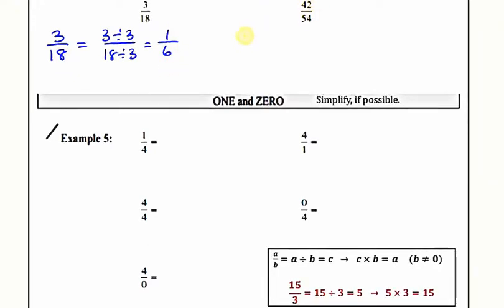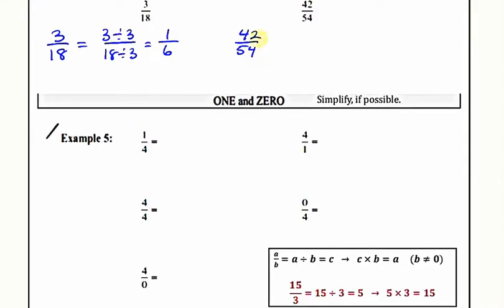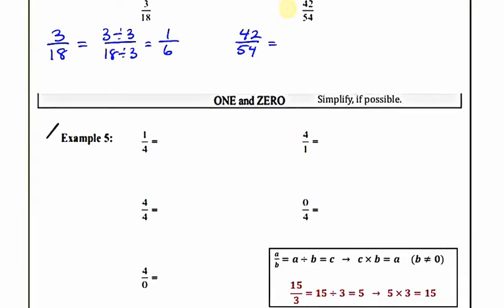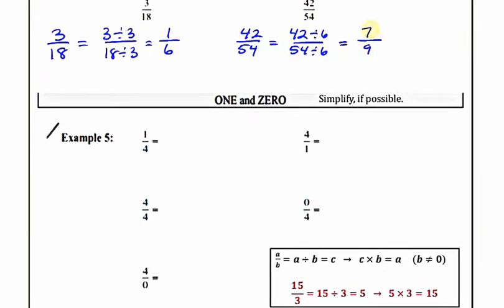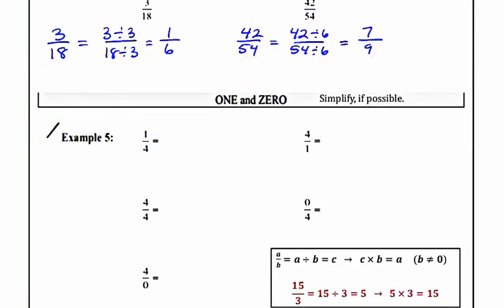Next we have 42/54. Notice how 42 and 54 do share a common factor of 2, but they also share a common factor of 3, and therefore the greatest common factor of 42 and 54 is 6. So to simplify this fraction in one step, we would divide both the numerator and denominator by 6. 42 divided by 6 is equal to 7, and 54 divided by 6 is equal to 9. The only common factor between 7 and 9 is 1, and therefore we know 7/9 is a simplified form of 42/54.